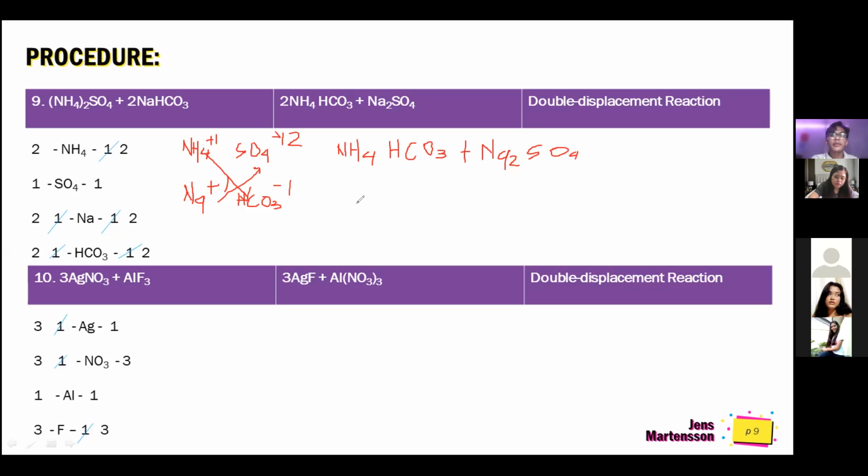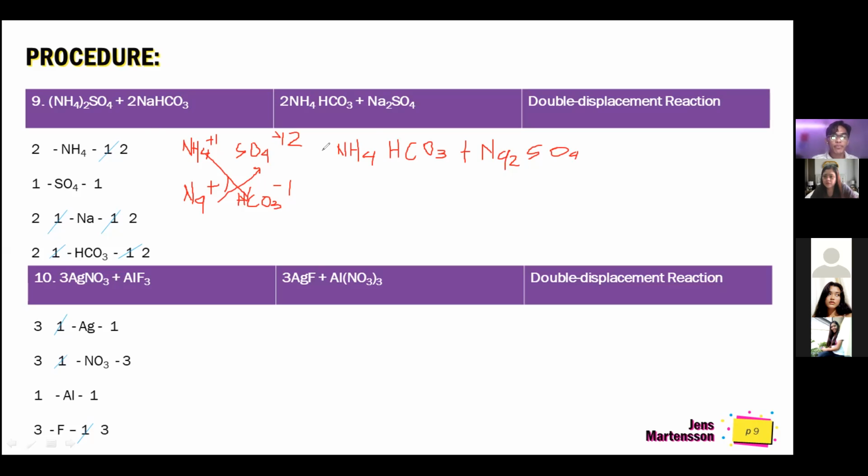So, next step, to balance the reaction, i-write down natin ulit ang elements and alamin ang kanilang mga charges. So for ammonium, we have 2 sa reactant side. For sulfate, we have 1. Sodium, we have 2. I'm sorry, 1. And sa ating bicarbonate, we have 1.